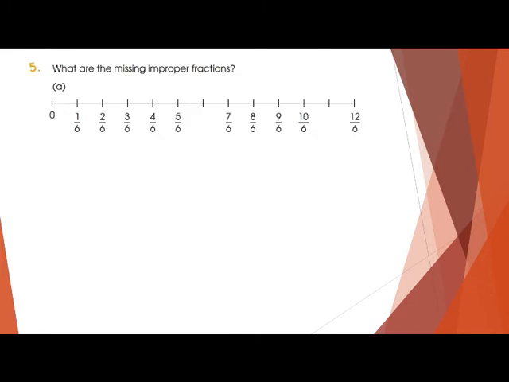Now we have question number 5. What are the missing improper fractions? So you have to find the missing values from what you have counted. They are showing you an equal, normal sequence of numbers, and they are already saying that they have the same denominator, 6. So what will you write? 6 upon 6 first, and then 11 upon 6.